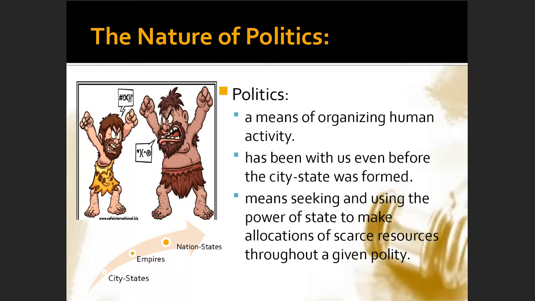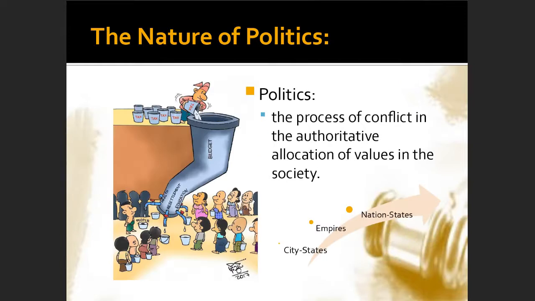Okay, so with the last part that we have here, politics is also the process of conflict in the authoritative allocation of values in society. Just like what I explained earlier, there are so many things that we hold as valuable, as important, as something that we want to have. That is what we mean by values here. So now, how are you going to allocate that? Meaning to say, how are you going to budget that? How are you going to spread that to all concerned so that everybody, as much as possible, will be happy?